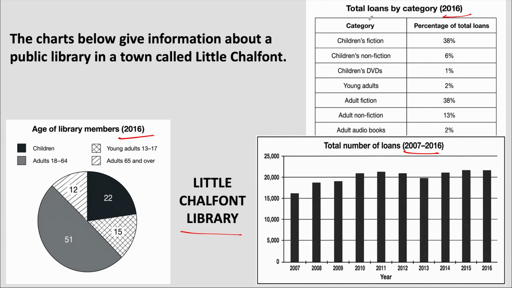The table heading says total loans by category. In other words, it tells us what people borrowed from the library.